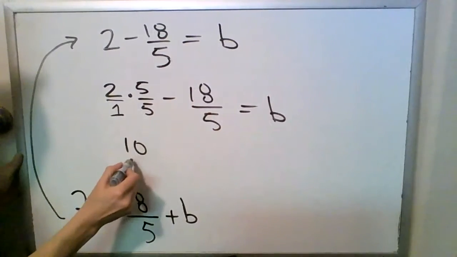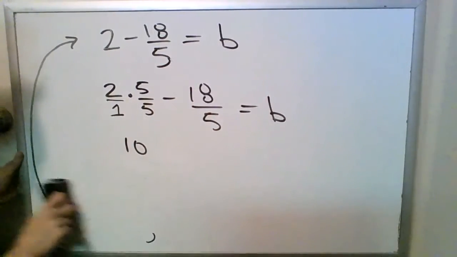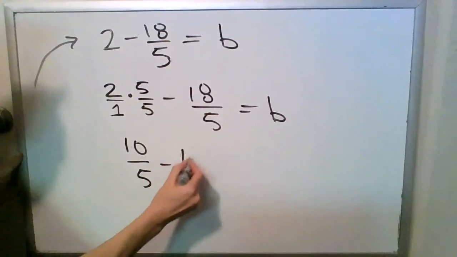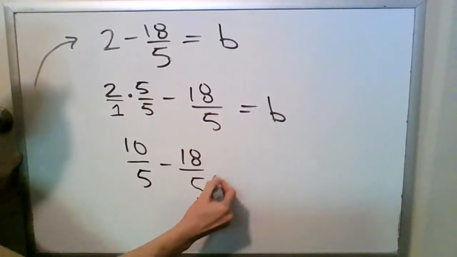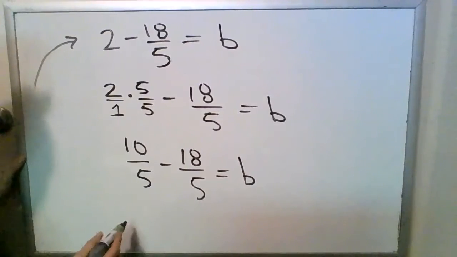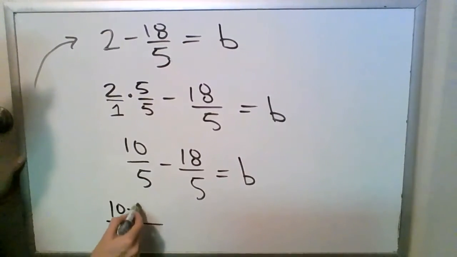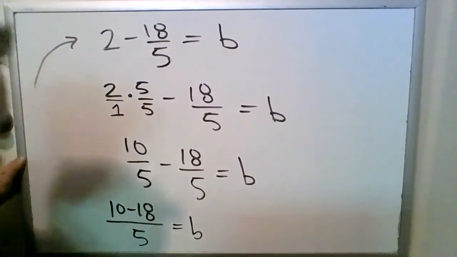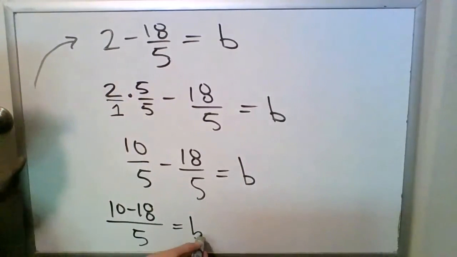So 10 fifths. Subtract 18/5 to get b. So now we have a common denominator. We have 10 minus 18 over 5. And that's my value for b. So negative 8/5 is b.